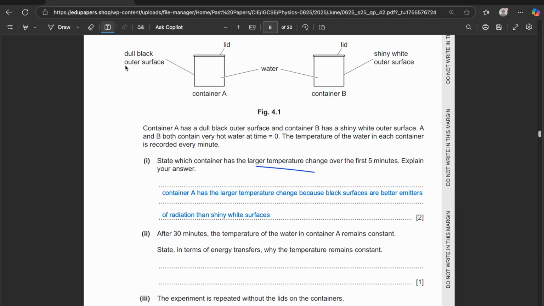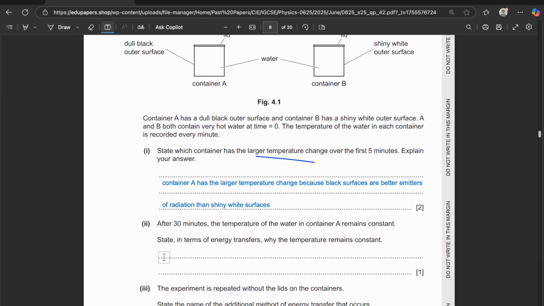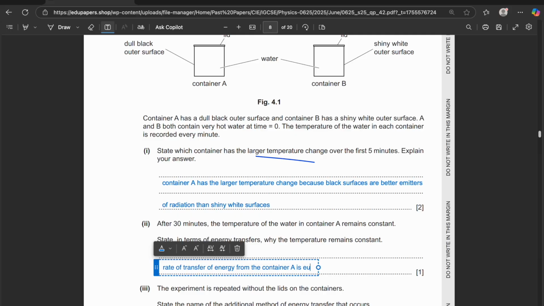And other things from the surroundings are also transferring heat to container A, but they're small, right? And after some time, container A will cool down, and it will have the same rate of energy transfer as the surroundings. So you can say that the rate of transfer of energy from container A is equal to the rate of transfer of energy to the container.